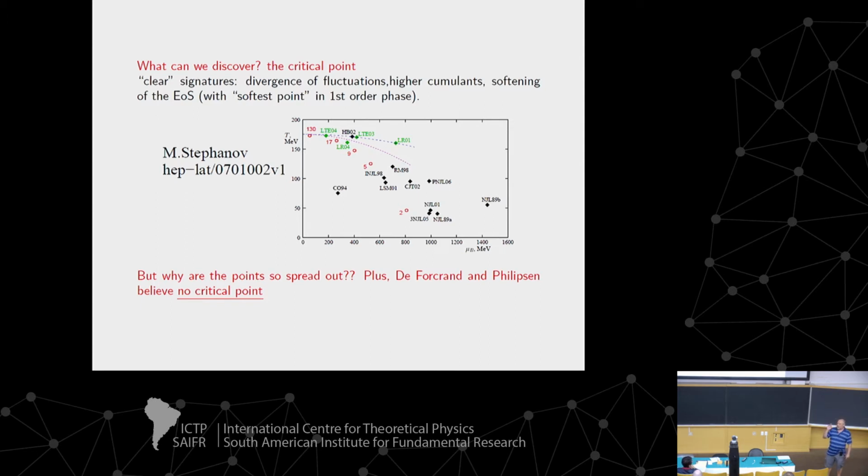Well, I will just say that in addition, there is one extra point on this diagram which is colored white, which is: there is no critical point. There is at least one lattice collaboration which has serious doubts on whether there is a critical point or not. So maybe there is nothing.